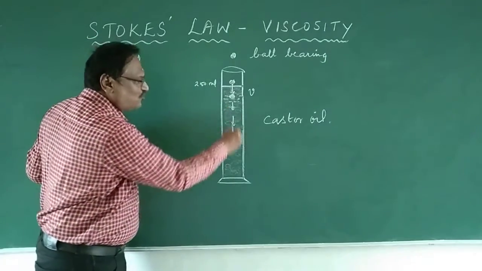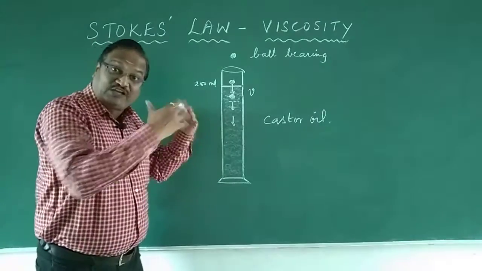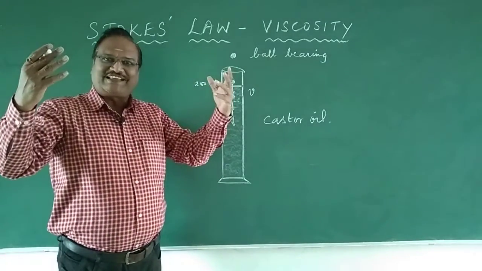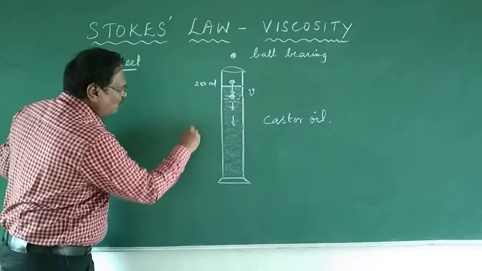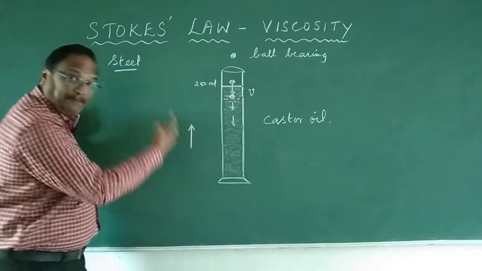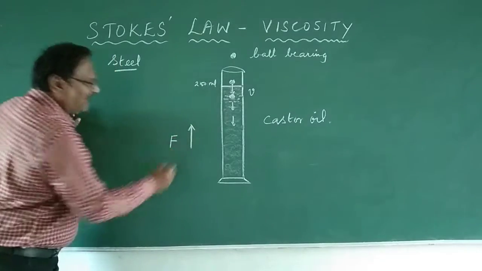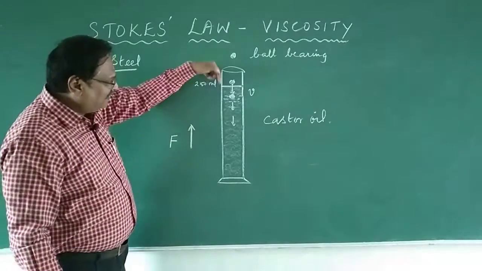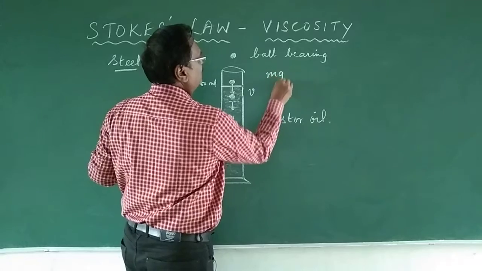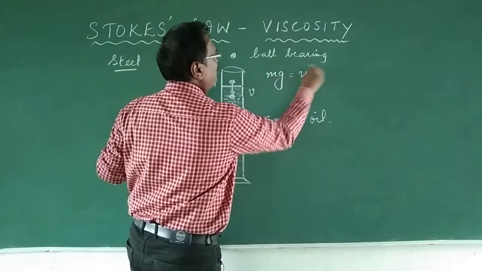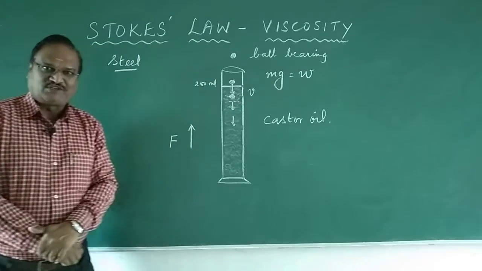So the velocity goes on increasing, and as the velocity increases, the viscous force also will increase. Viscous force is acting in the upward direction, and in the downward direction the body is coming down. That is because the weight of the body, mg, is acting in the downward direction, and it is having a velocity.